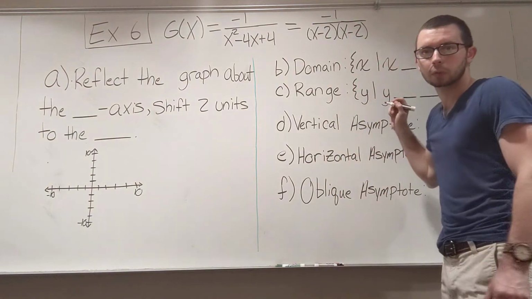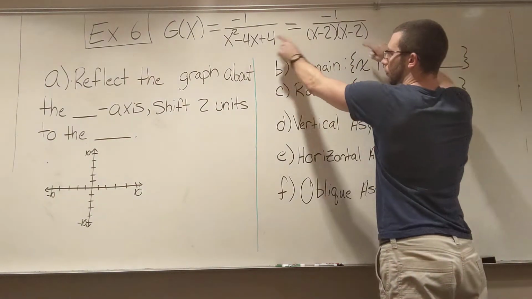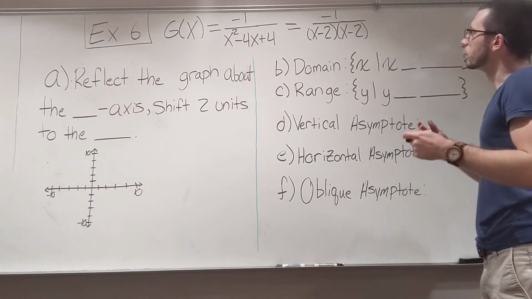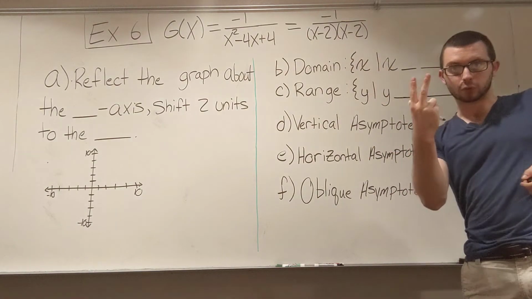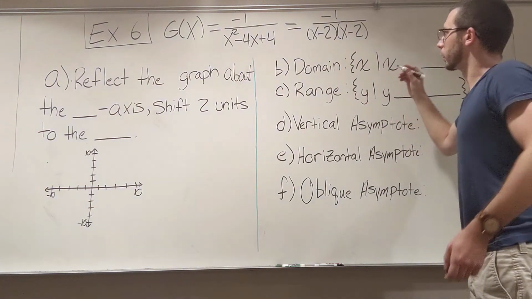X minus 2 times x minus 2. -2 times -2 is +4, and their sum is -4. So that is the correct factorization. And even furthermore, there's 2 of them. So notice there's an x minus 2 and another x minus 2.